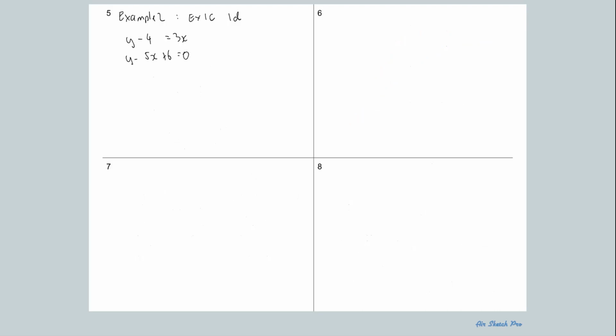Now, in this example here, we don't have y equals something and y equals something. But of course, we can manipulate that until it does. So we can say in 1, y is equal to 3x plus 4. Can you see what I did there? I just added 4 to both sides to get rid of the -4.